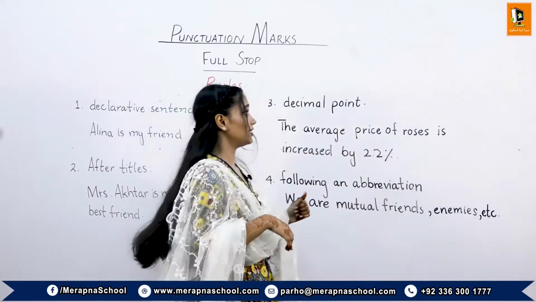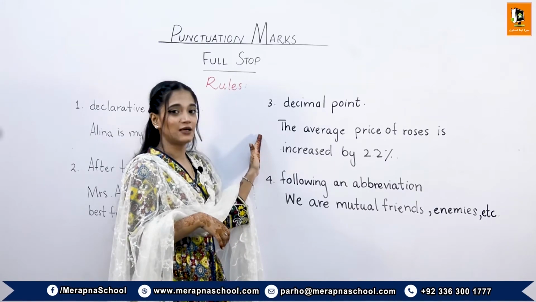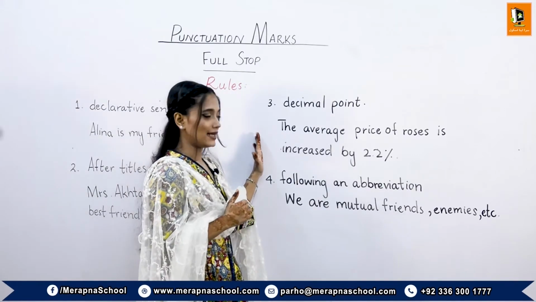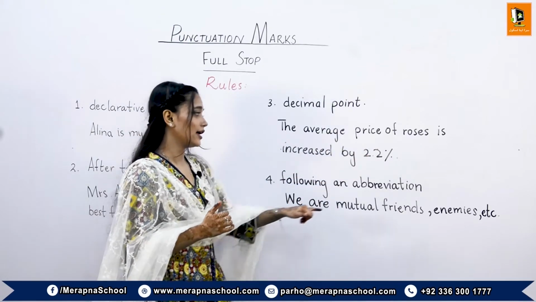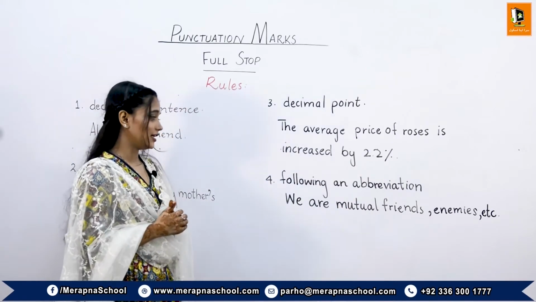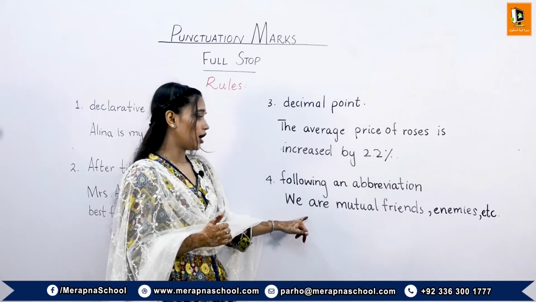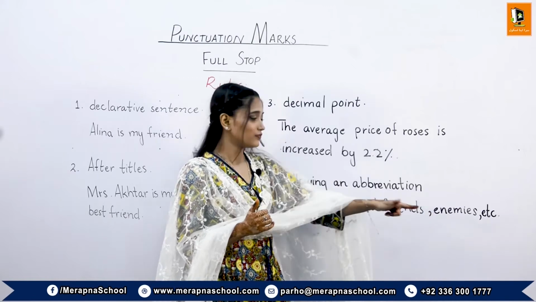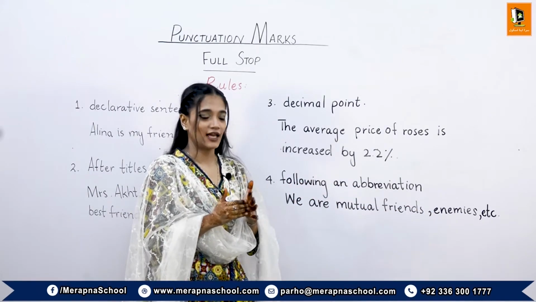The third rule is between the decimal points, between the numbers as a decimal point. For example, the average price of roses is increased by 2.2%. The fourth rule is following an abbreviation. We are mutual friends, enemies, etc. The abbreviation can be approx., etc.